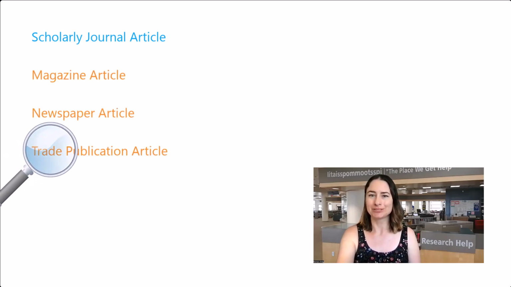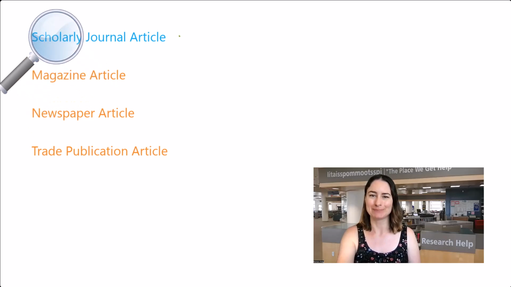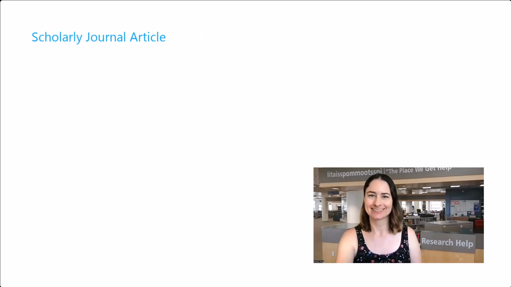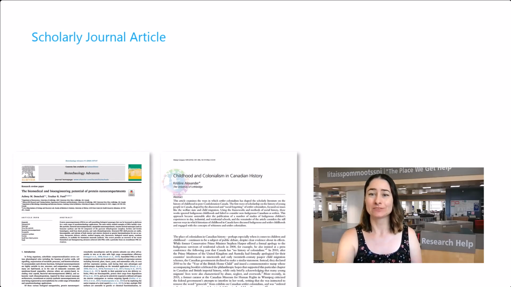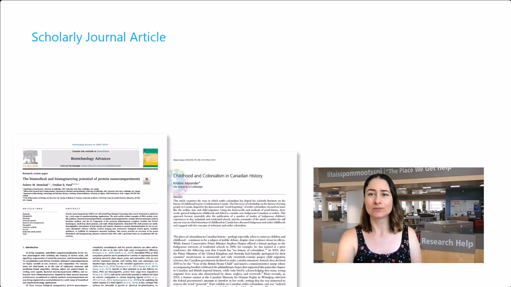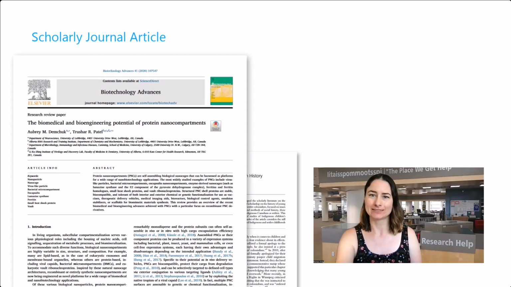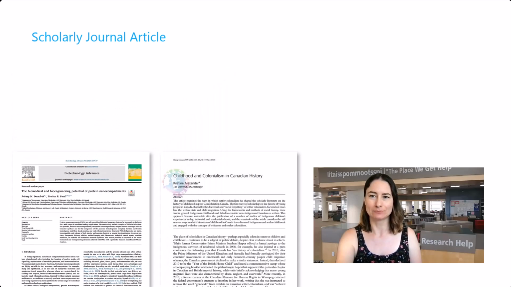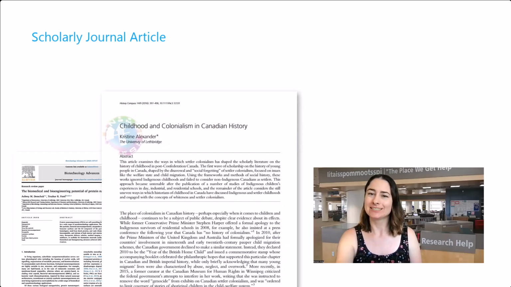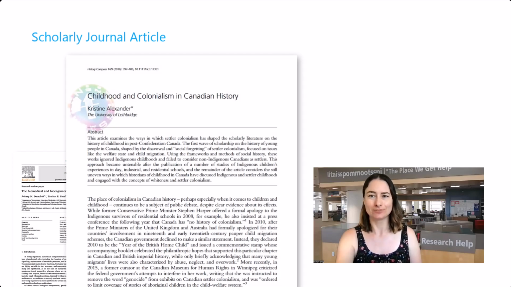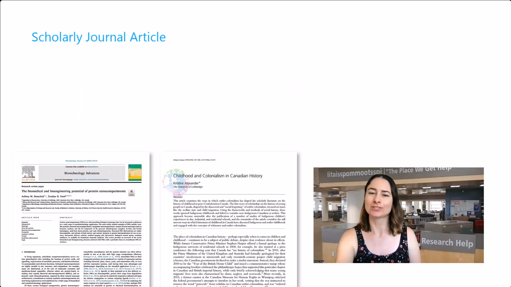In this video, we will dissect the source type known as scholarly journal article, so you'll know exactly how they differ from other types of articles, and you can be sure to select only the sources that make the grade. Here are a couple examples of scholarly articles. These two look very different at first glance, but by the time I'm done dissecting them for you, you will see the key scholarly characteristics which differentiate them from other kinds of articles and information.